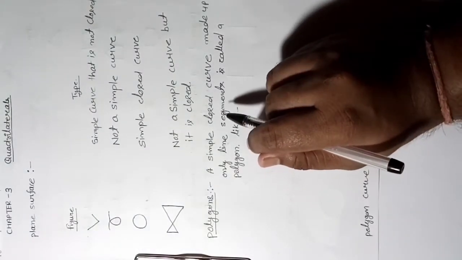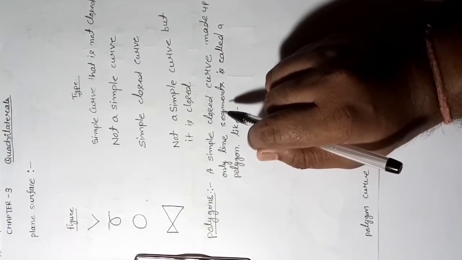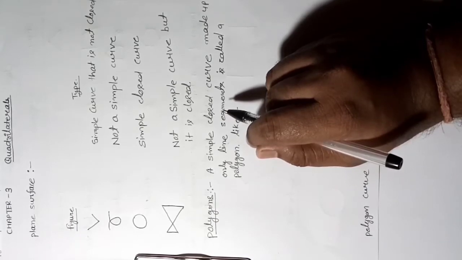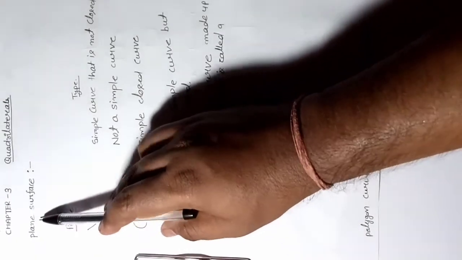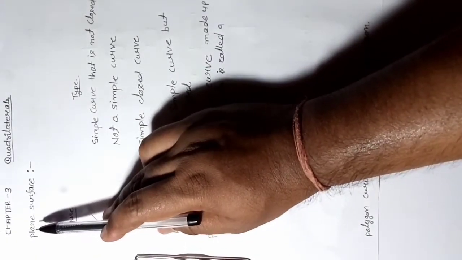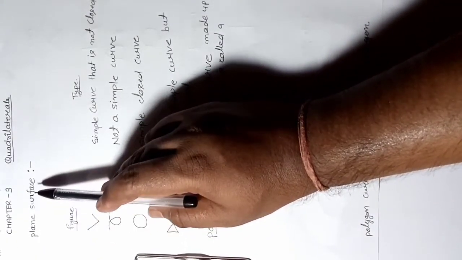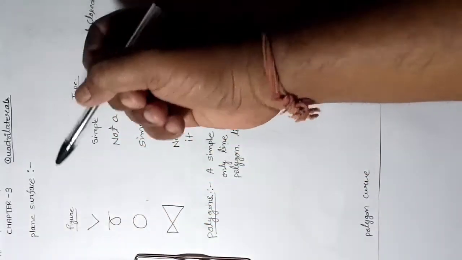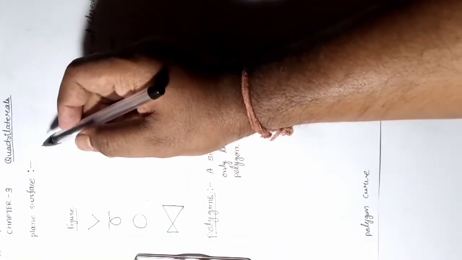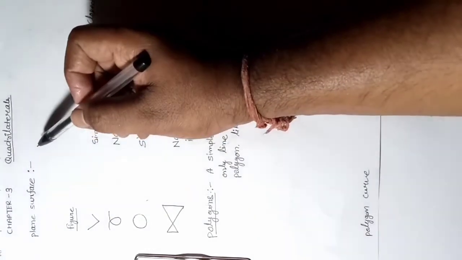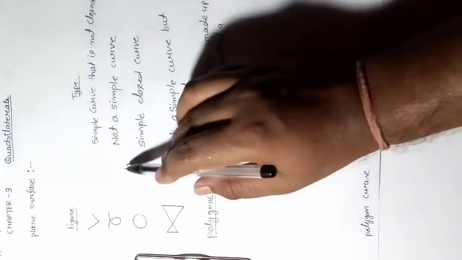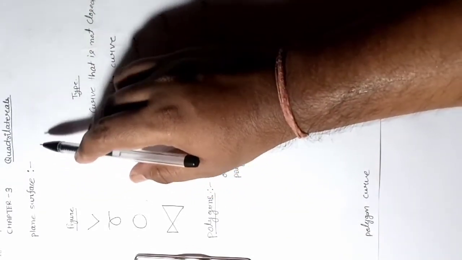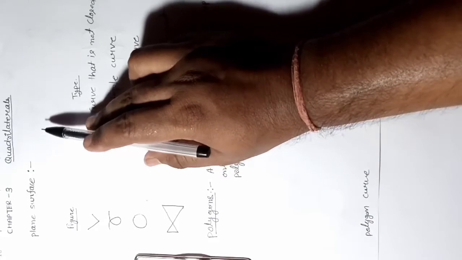Hello students. So today we will start chapter number 3, that is quadrilateral, right? So first of all, as you can see here, I have written over here plane surface. What does it mean? Plane surface, for example, your blackboard is a plane surface, any book's page or copy page, right, is a plane surface.